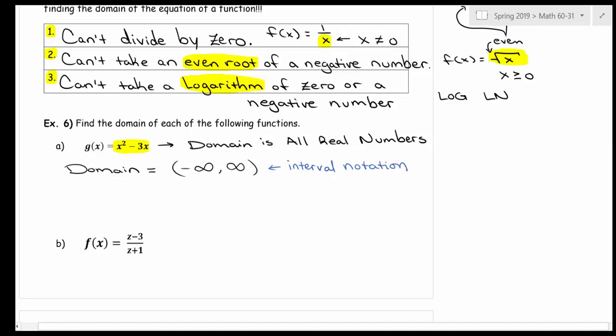And if we wanted to write it in set builder notation, then we could say the set of all x such that x is an element of the set of real numbers. So this would be an example of how we write it in set builder notation.